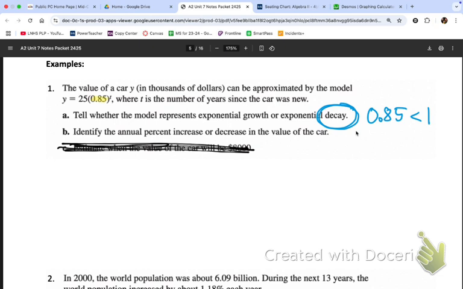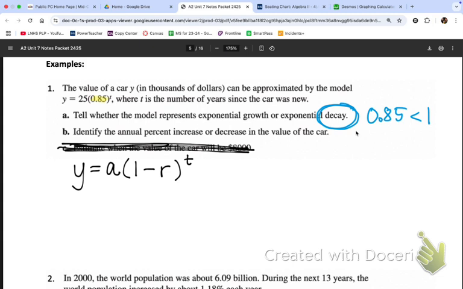Now we're going to move on to identifying the annual percent increase or decrease in the value of the car. I'm going to write down this formula at the top. So we've got y is equal to a, 1 minus the rate, raised to t time. It's always time in years, by the way, unless it specifies otherwise.